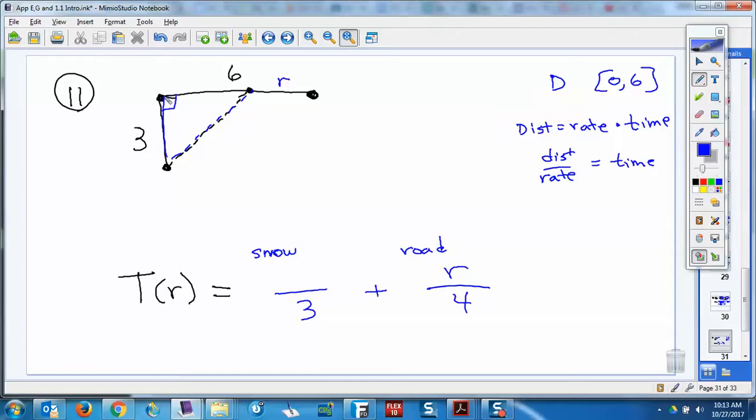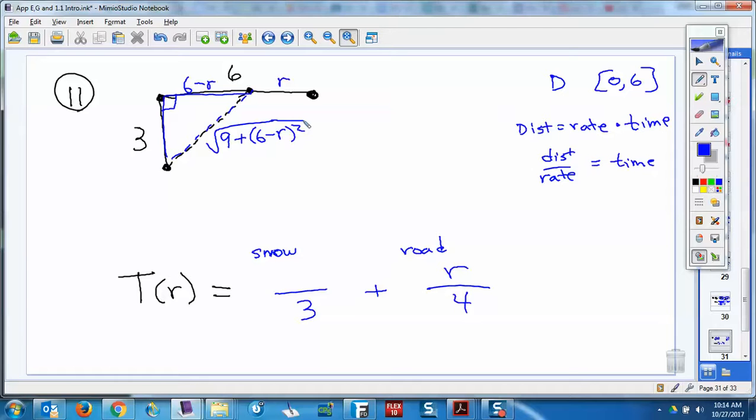Well, we got a triangle here. We do Pythagorean theorem, right? Problem is, what is this right here? Wouldn't that be 6 minus R? If this is R, this would be 6 minus R. So wouldn't this be the square root of 3 squared plus (6 minus R) squared? Wouldn't that be Pythagorean theorem, this squared plus this squared?